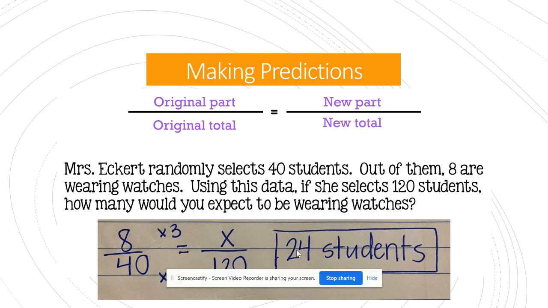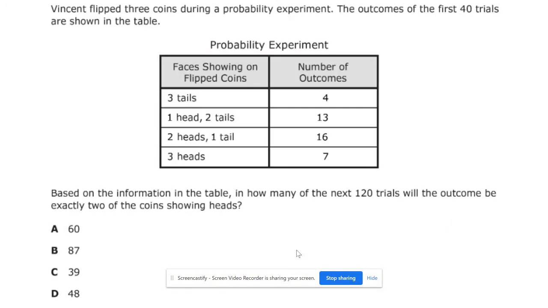A lot of the probability problems you're going to see with experimental or theoretical probability are going to be to make predictions. All right, so here is a problem that was actually on a STAR test last year, a 7th grade STAR test, not an 8th grade STAR test. All of probability is a 7th grade thing, so you won't be tested over it in a STAR test.